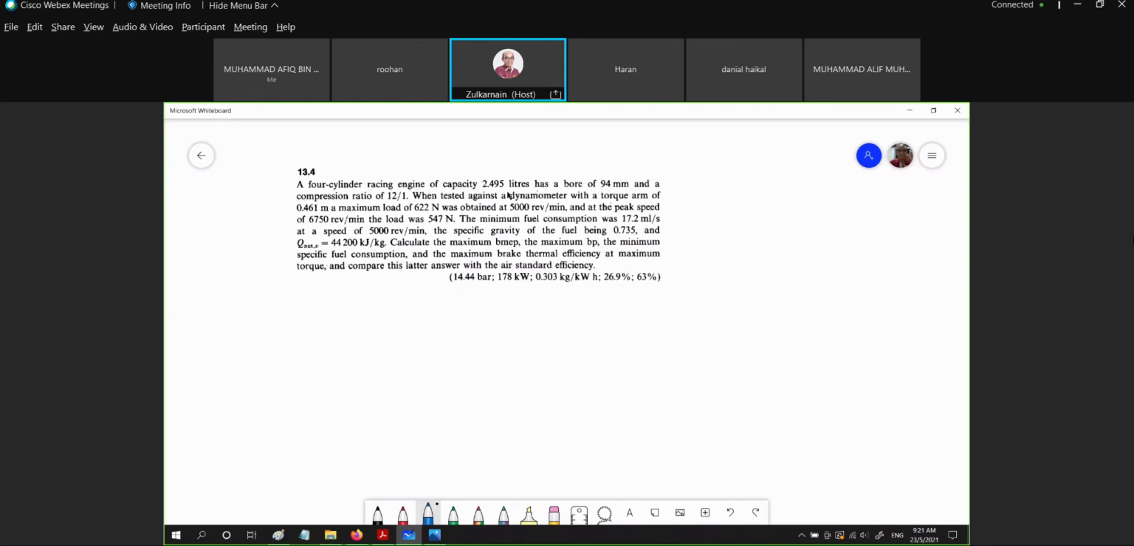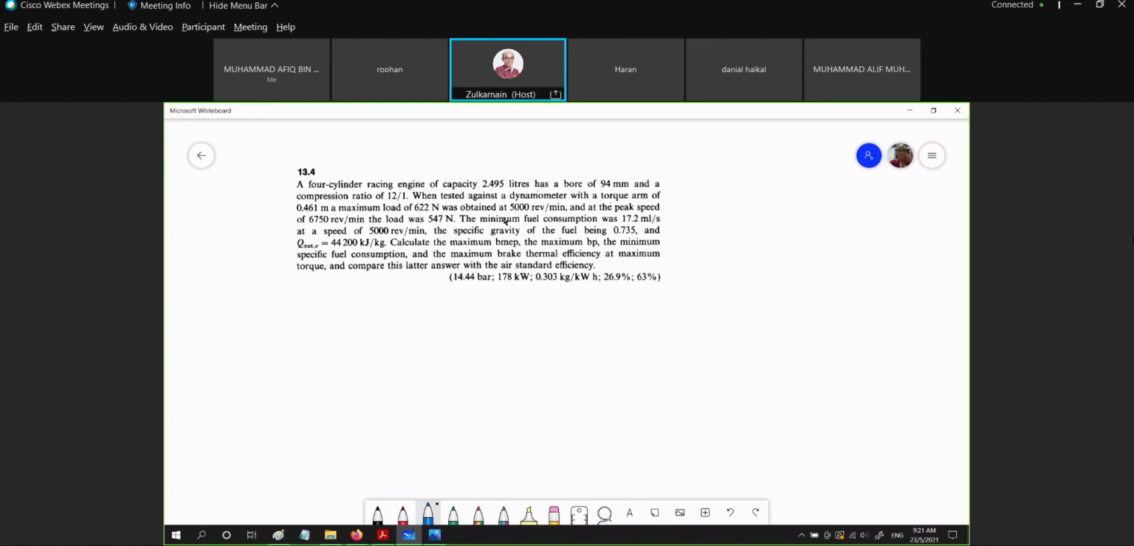It is tested against the dynamometer with a torque arm of 0.641 meter. A maximum load of 622 Newton was obtained at 5,000 rev per minute, and at peak speed of 6,750 rev per minute, the load was 547 Newton.